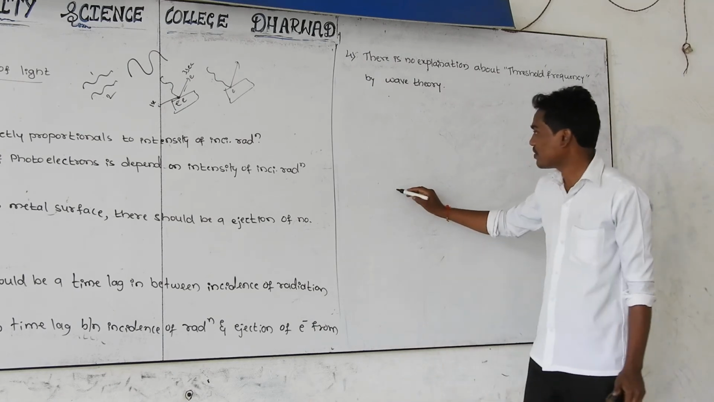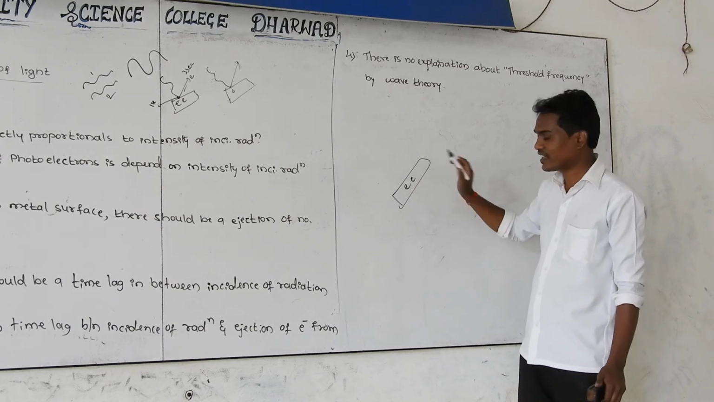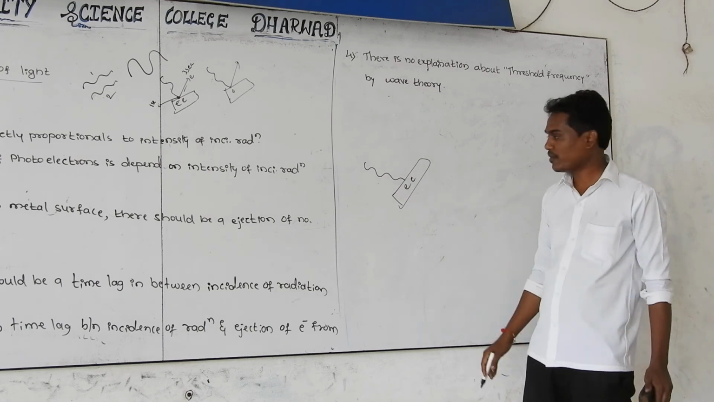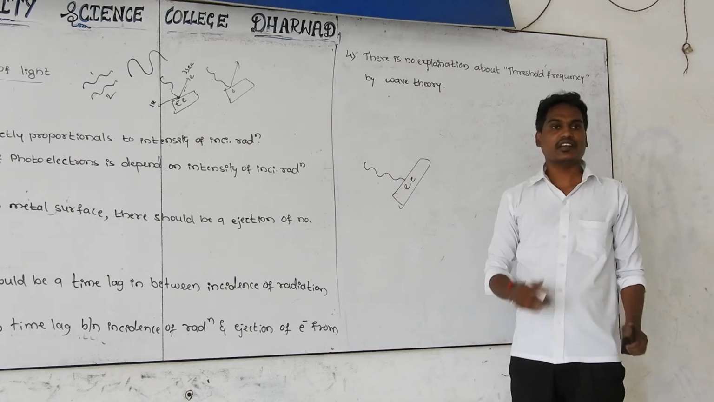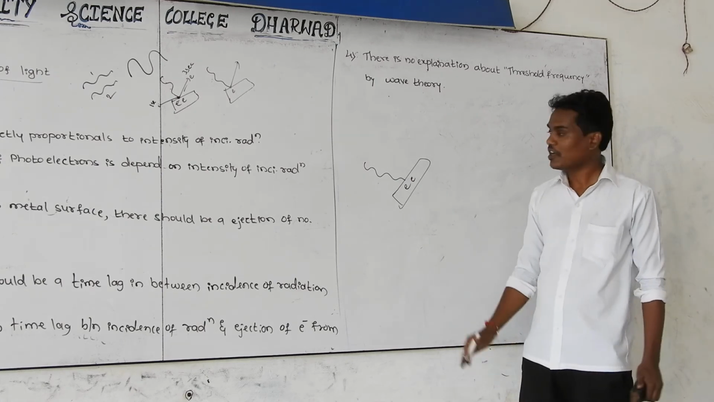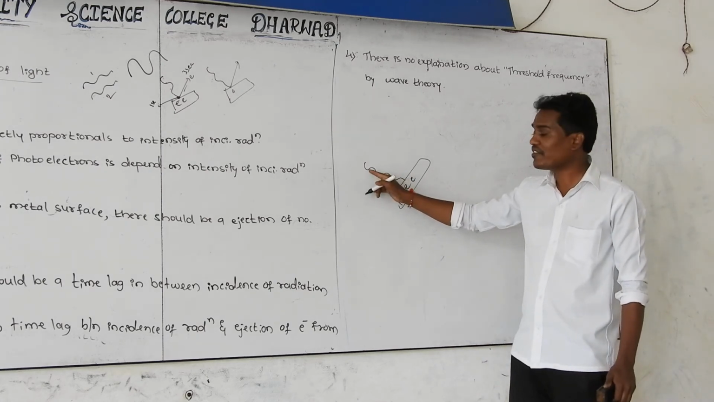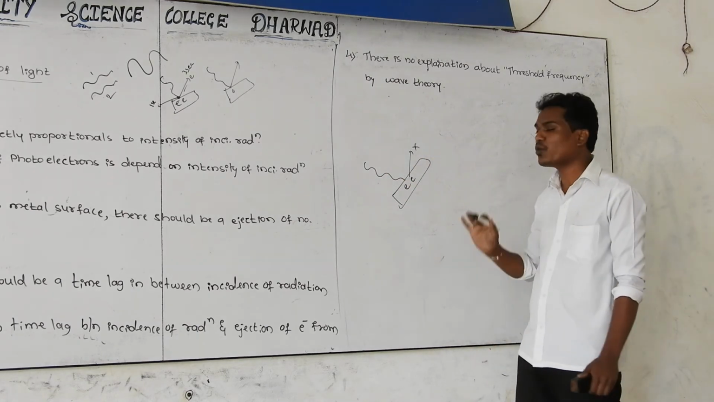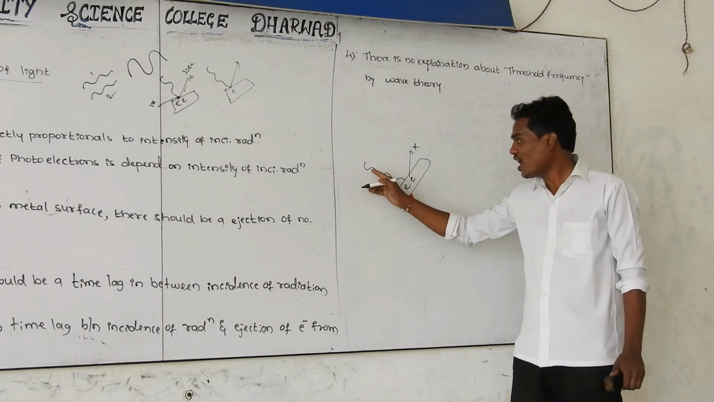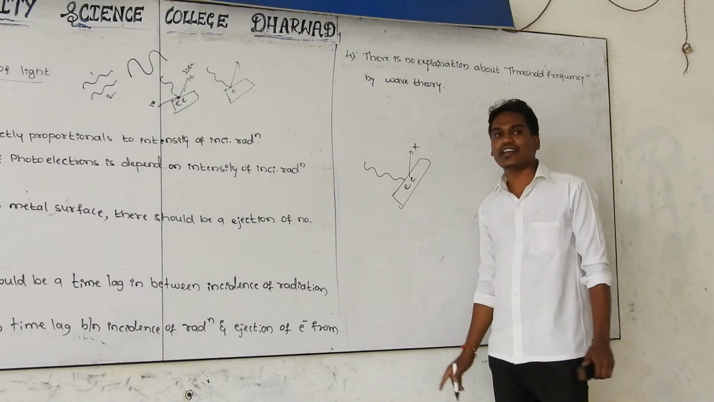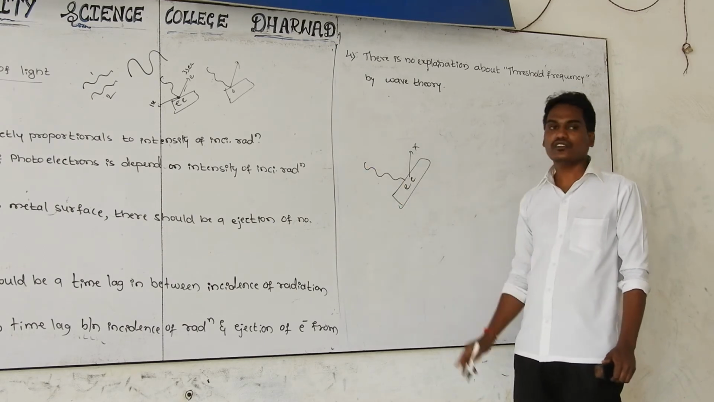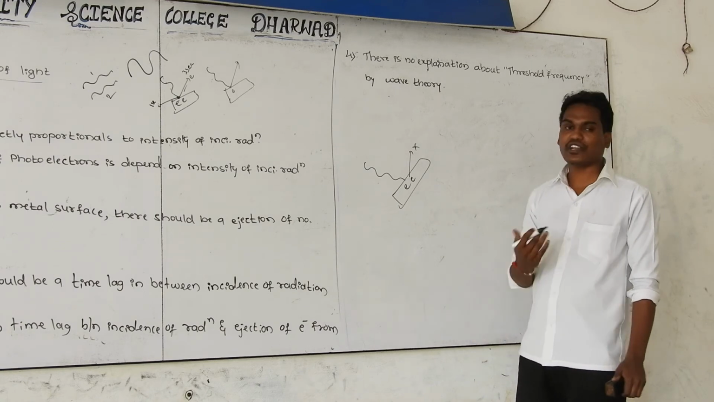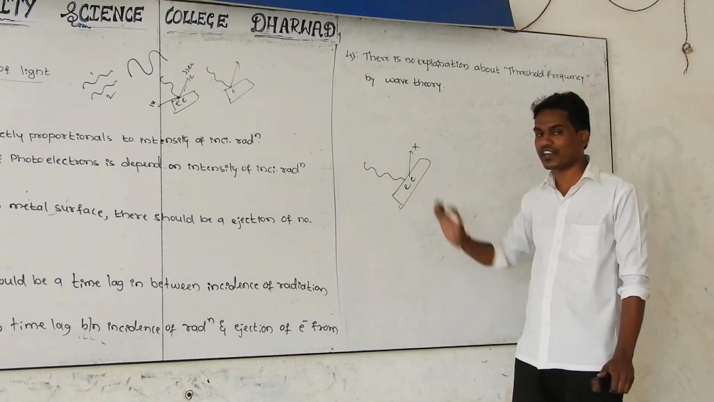But according to particle theory, for example the photoelectric effect, in order to emit the electron from the surface of the metal, this radiation has a certain frequency. If this radiation has a low frequency, then there is no emission of the electron from the metal surface, which means there is no photoelectric effect. But in order to produce a photoelectric effect, this radiation has a minimum or suitable frequency.